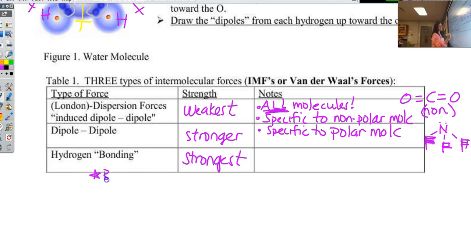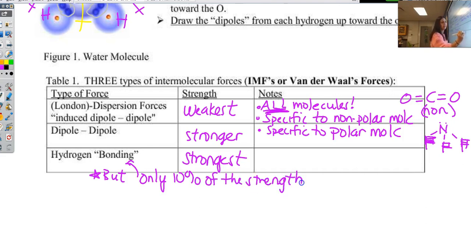with a disclaimer, hydrogen bonding is only, anybody want to guess at the strength of a hydrogen bond to a covalent bond? To an actual, like, this kind of bond? Yes, good. 10%. The strength of a covalent bond. Okay, so even though it's the strongest of these, it's still very weak. Okay, which is why, oh, let's finish this off.